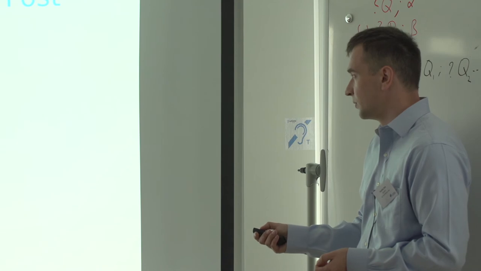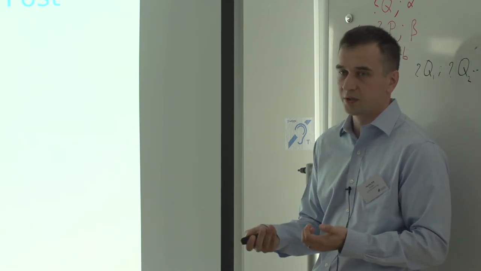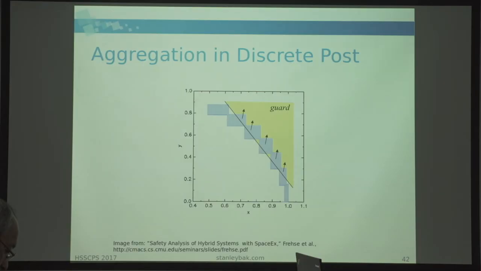Typically, algorithms will not use boxes. Instead, you'll use something like polygons or other data structures that I'll get into later. And then instead of doing box over-approximation, you'll do something like a convex hull. Right, that's a typical operation people will do. Or they'll do template over-approximation, right?